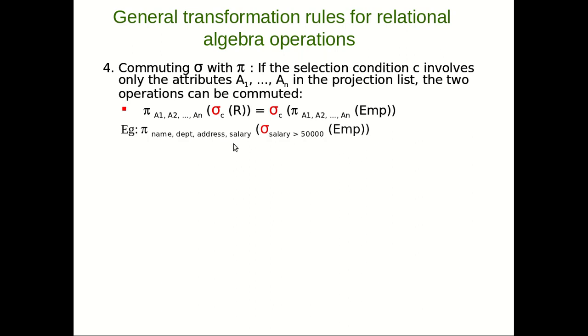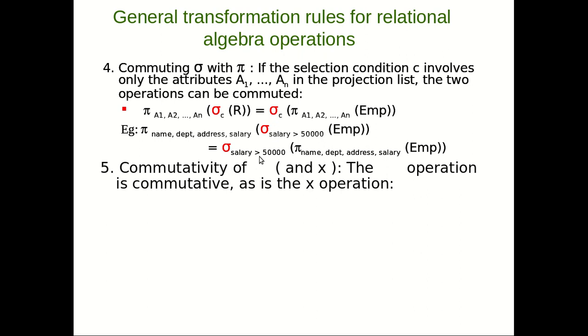For example, here salary greater than 50,000 is a condition to be applied, and this is the resultant relation's attributes: name, department, address, and salary. You are going to move this pi, or the project, inside. Then this is possible only if the salary is also projected. Otherwise, when you apply the condition, you cannot apply it because that will not be a valid statement. Here it is name, department, select salary. This attribute list contains those attributes which are involved in the select condition. That is why it is possible. If the salary was not projected, then this would be a wrong statement. Fourth rule: commuting sigma with pi.